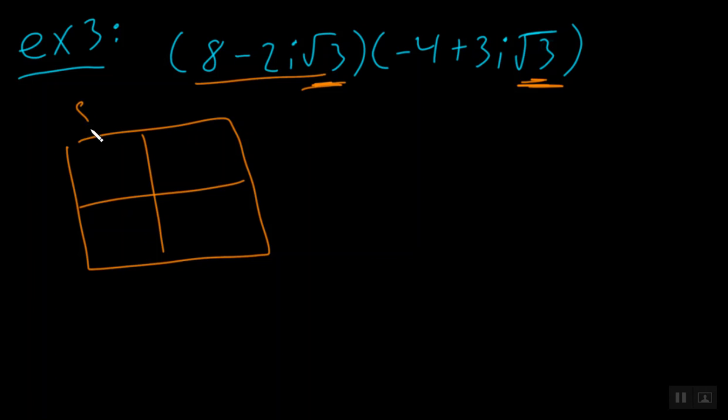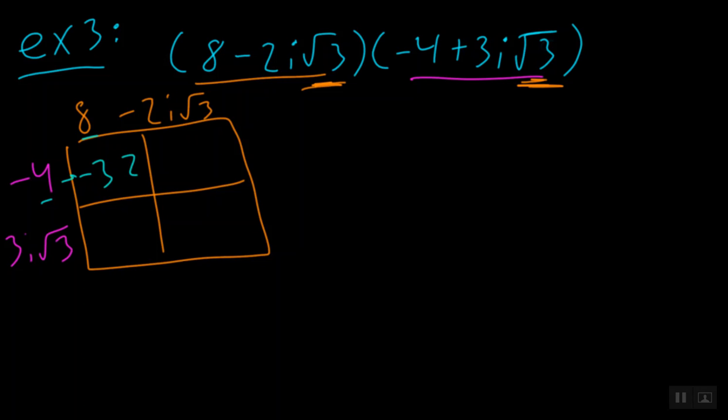Let's call this first term 8 minus 2i square roots of 3. And let's go ahead and use this nice purple color. And let's go ahead and write this negative 4 3i square roots of 3 over here. Now when we multiply these, guys, you have to take these in steps, or multiply them in parts. Negative 4 times 8 will be negative 32.